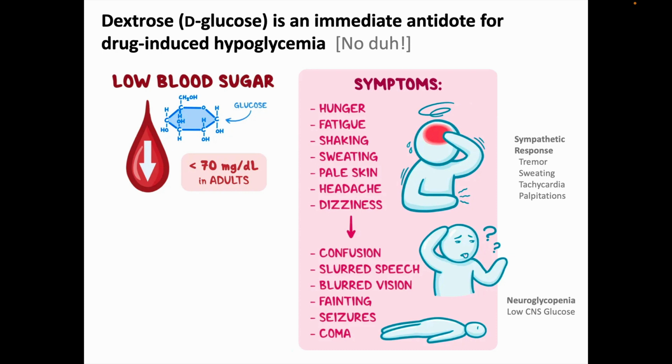On the right, we see a list of various signs and symptoms that may be seen, and I'll additionally note that most of the ones near the top relate to a patient's sympathetic nervous system response to hypoglycemia, which may cause tremor, sweating, tachycardia, or a sensation of palpitations. Whereas those near the bottom of the list are caused by neuroglycopenia, by low CNS glucose, including seizures and coma in the most severe cases.